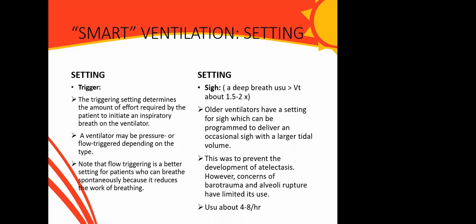Your trigger. All right, most of the time, what triggers the ventilator to give an assisted breath will either be pressure or flow triggered. But a lot of times we use flow trigger, which is better for patients who are breathing spontaneously, because it kind of reduces the work of breathing.